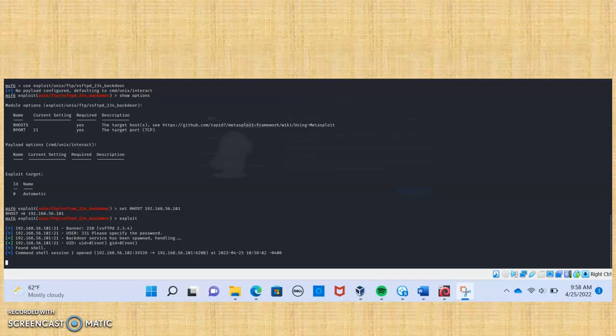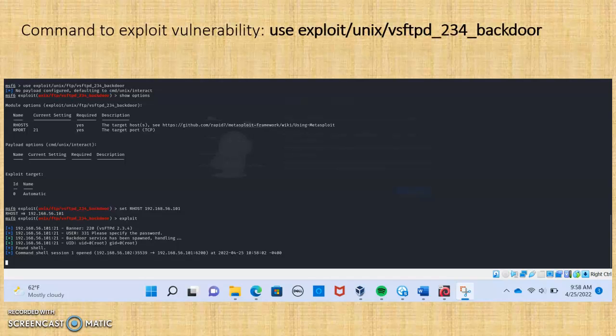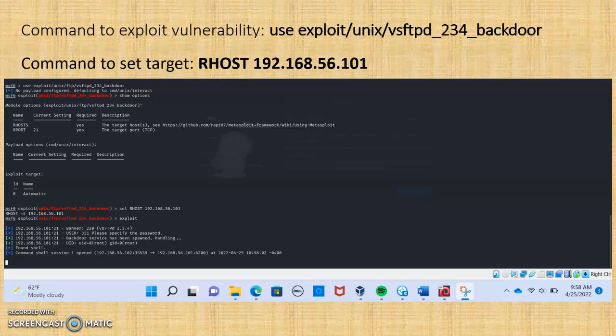In the fourth step, I exploited the vsFTPd 2.3.4 vulnerability by typing the following command: use exploit/unix/ftp/vsftpd_234_backdoor. After running this command, I targeted the Metasploitable machine by setting the rhost to 192.168.56.101. After running both commands, I was successfully able to get root access to the Metasploitable 2 VM by installing a backdoor that allowed me to start a command shell session on the target's host.